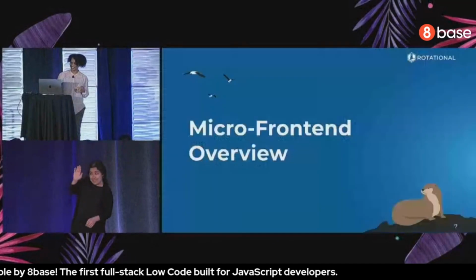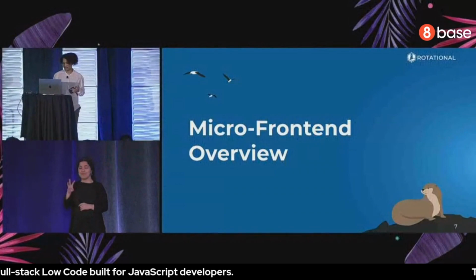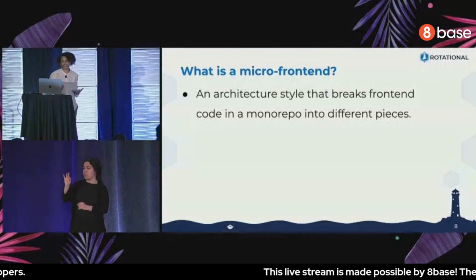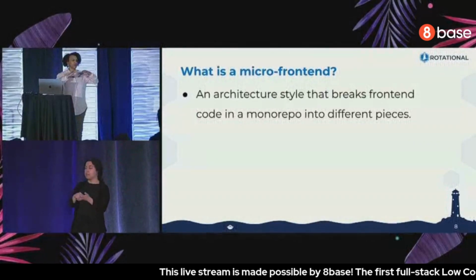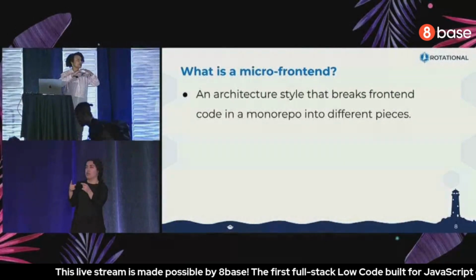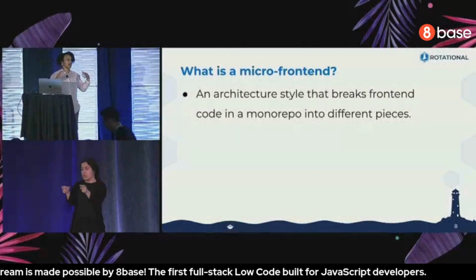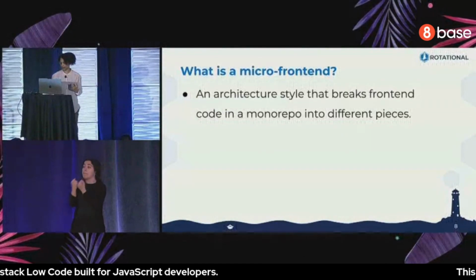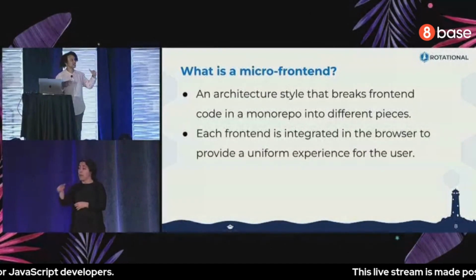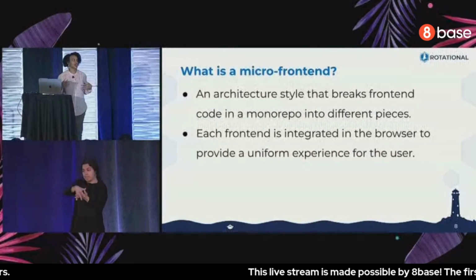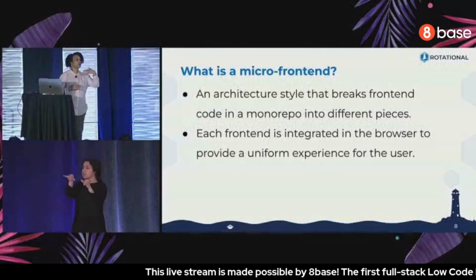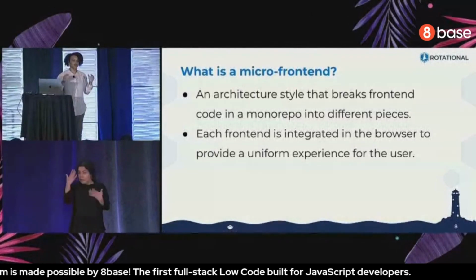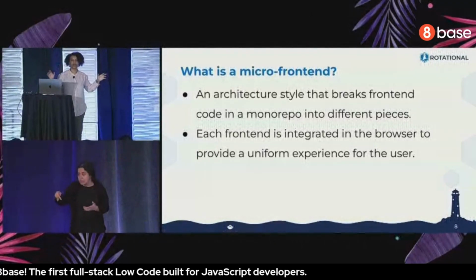All right. So, micro frontends. So what is a micro frontend? It's an architecture style. And what you do is that you will break front-end code up into smaller parts. So instead of it being in a monorepo, you will have multiple repositories for your apps. Each front end is then integrated in the browser to provide a uniform user experience. So when the user goes onto your website, they don't have a clue that they're actually looking at apps that are all created separately by separate teams.